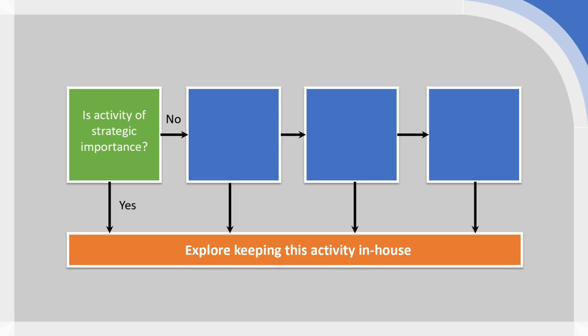So we can start with the question, is this activity or business function of strategic importance? I.e., does it directly tie in to our organization's strategy? Is it part of the long-term vision for the organization? Is it something which is going to directly feed into the company's long-term planning? So if the activity is of strategic importance, we do want to make sure this activity remains in-house.